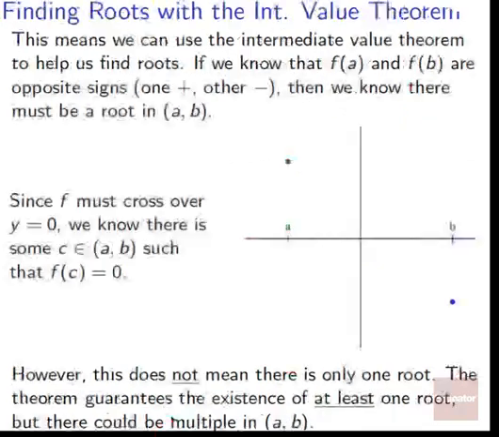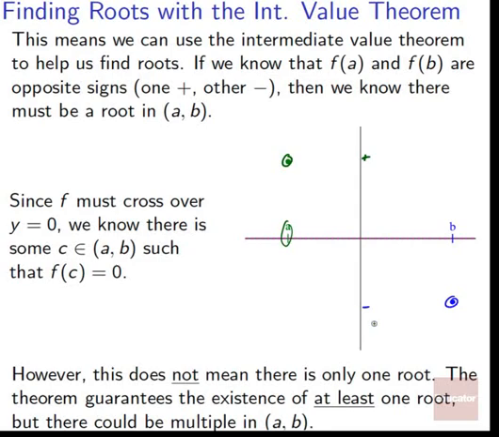There we go. This means we can use the intermediate value theorem to help us find roots. If we know that f of a and f of b are opposite signs, so for example, if we know that at a, f of a is positive, right? We've got a positive for f of a, and then at b, we know that we are negative, we've got a negative for f of b, then we know that there has to be a root. Why? Well, we've got to have some f that's going to make it from here somehow to here, right? It's got to manage to get both of those things. So the only way it can do it is by crossing over at some location, right?